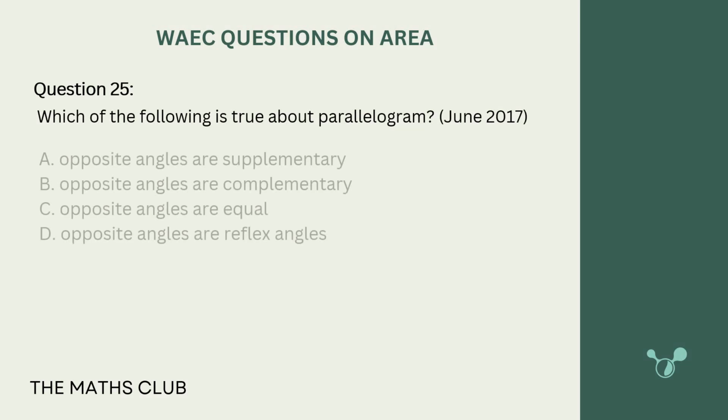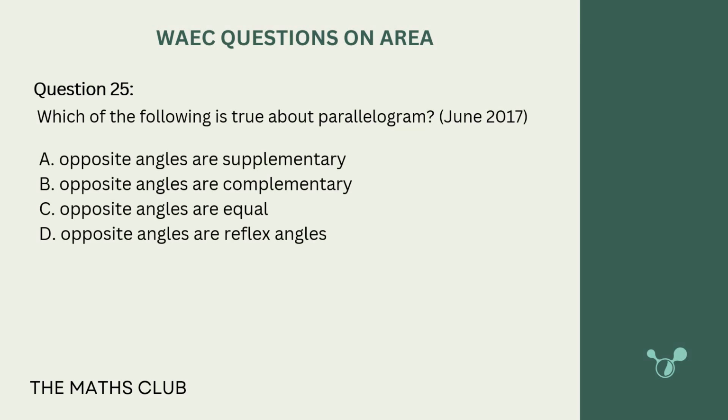This is from June 2017, and it's talking about the opposite angles are supplementary. Supplementary means that they add up to 180. Opposite angles are complementary, mean that they add up to 90 degrees. Opposite angles are equal. Opposite angles are reflex angles. That means that they're between 180 to 360 degrees. Let's see which of this is true.